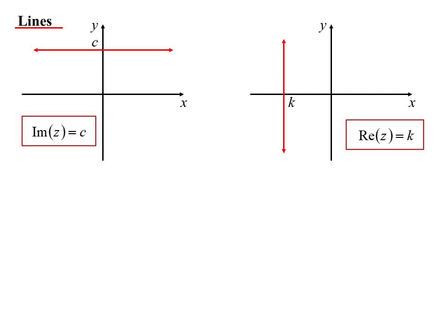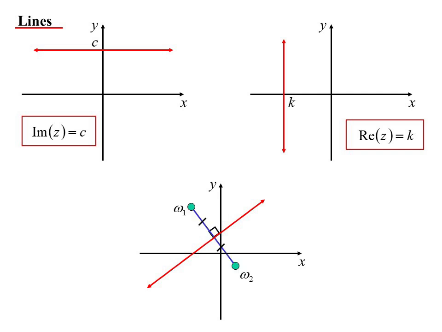But there are a lot of other lines that aren't horizontal or vertical. Well, how do we deal with a line that's not horizontal or vertical? Now, what I do know is that any line at all could be the perpendicular bisector of another 2 points.